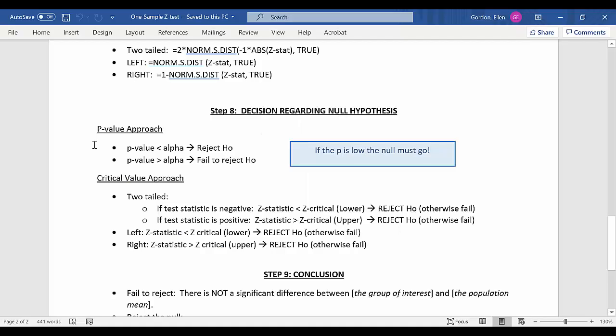Step 8 is to make a decision regarding the null hypothesis. So we need to determine if we're going to reject or fail to reject the null hypothesis. There are 2 approaches we can use, the p-value approach and the critical value approach. Both of these approaches will yield the same results, and they will always be in agreement. For the p-value approach, we compare our p-value to alpha. If our p-value is less than alpha, we reject. If our p-value is greater than alpha, then we fail to reject.